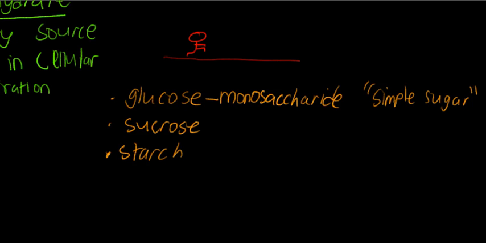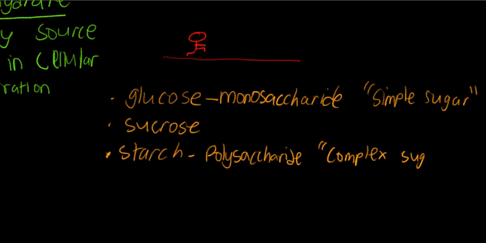On the opposite end of the scale, we have starch. Starch is a polysaccharide. And a polysaccharide is the complex form of sugar. It has to be broken up and basically transformed into a monosaccharide in order to be used. Sucrose is kind of in the middle. It's an example of something called a disaccharide. A disaccharide is sort of made up of 2 parts.